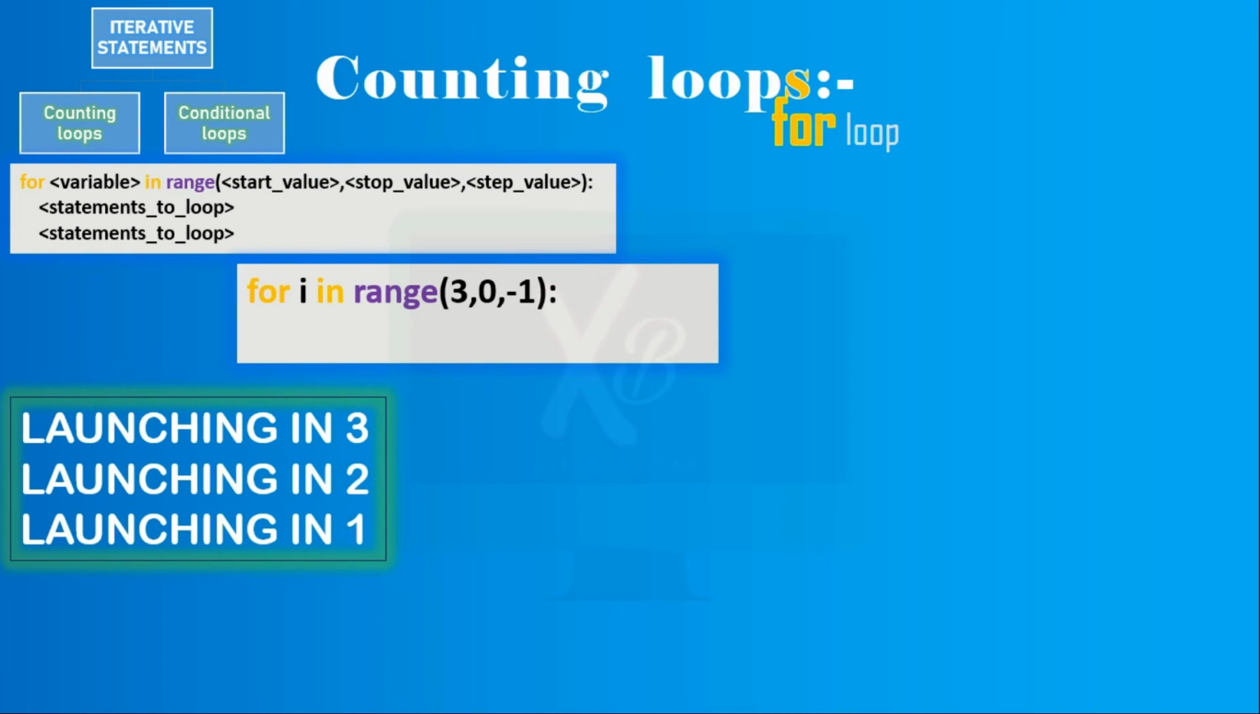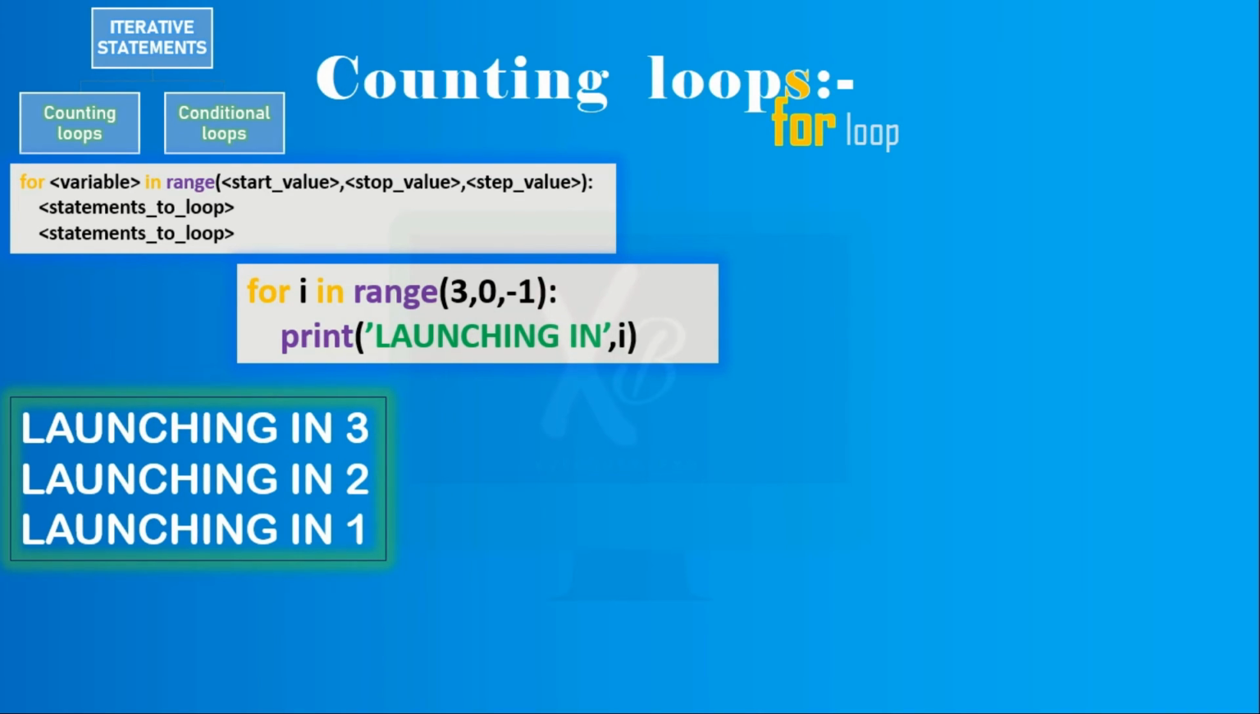That's all. Okay, why is 0 not printing? Why don't we have launching in 0? Because stop value is never included. All right, for the forward one, for the ascending one, what we had done was, for I in range 3 comma, let's say 7, so stop value is 7, 3 comma 7 comma 1. So 3 plus 1 is 4, 4 plus 1 is 5, and so on. But since it's descending, we use minus 1, and as the statement we have launching in comma I.